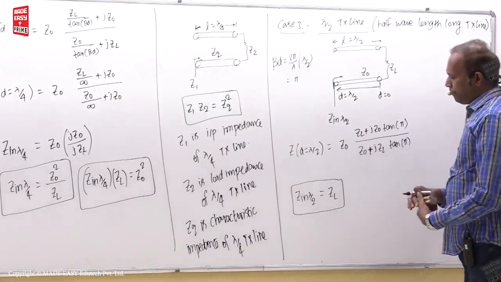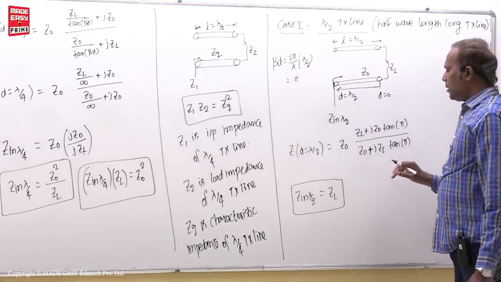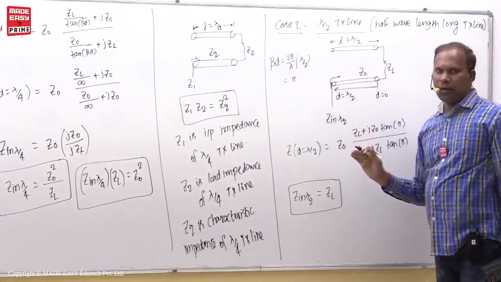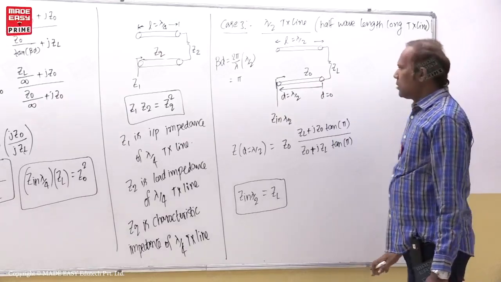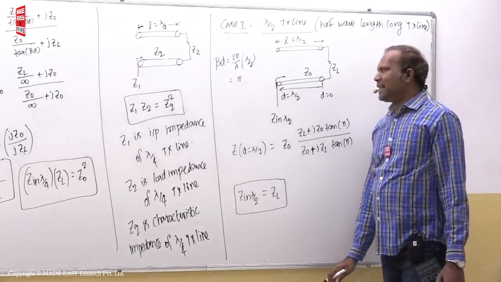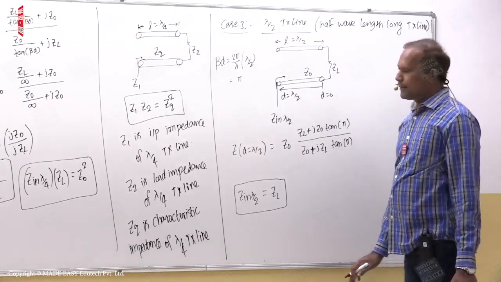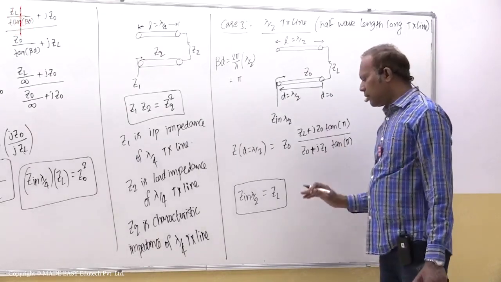For example, if the load is short circuit, the input is also short circuit. If the load is open circuit, the input is also open circuit. That is why this can be used to reject some frequencies also. Okay, anyway, if you want, I will tell you that also.